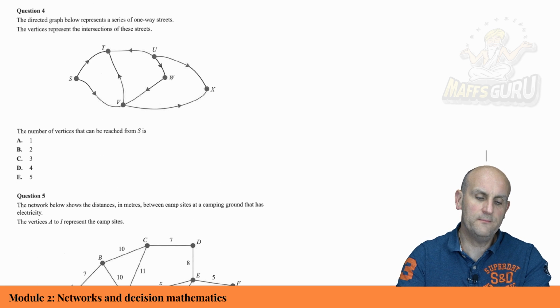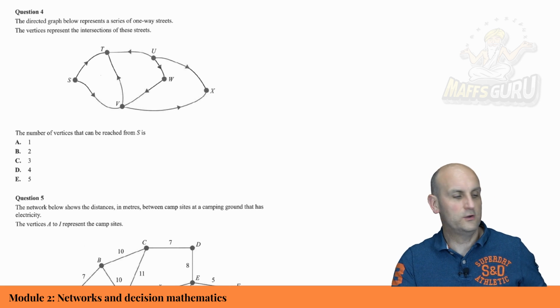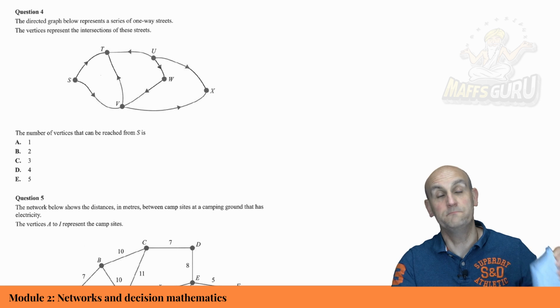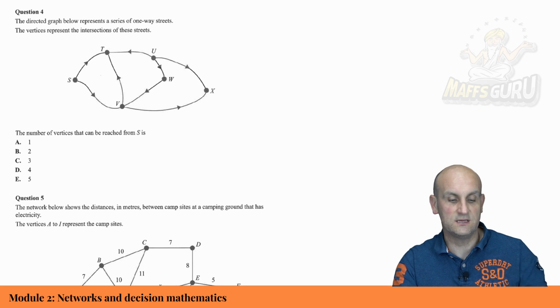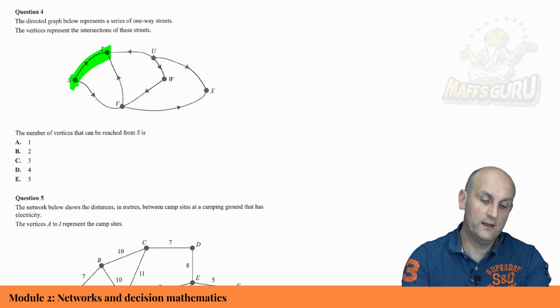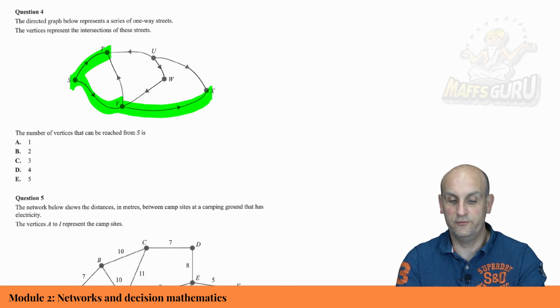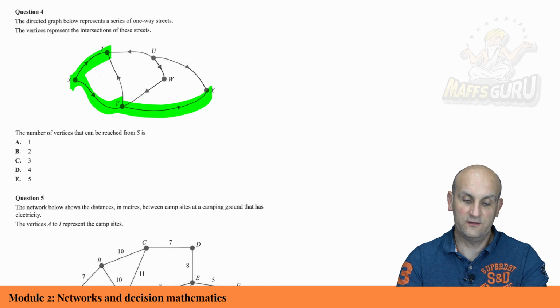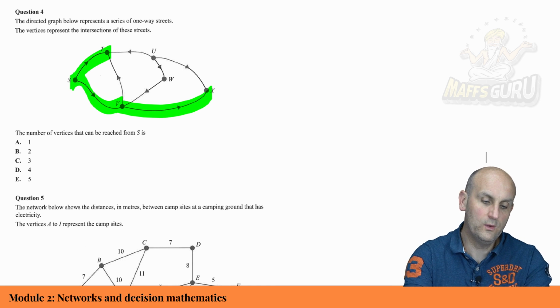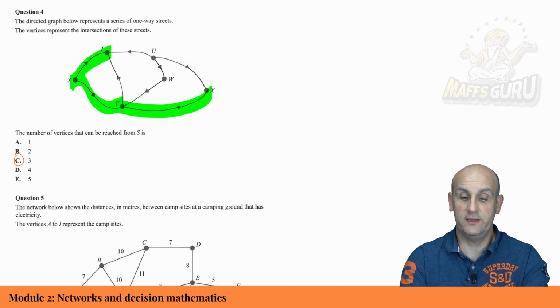Question number 4, again, I'm not massively a fan of this question. Again, the theory I couldn't necessarily pin down on this one, but I'll go with the consensus. The directed graph below represents a series of one-way streets. The number of vertices that can be reached from S: well, there's S. I know I can get to T, and I know I can get to V, but apparently I can also get to X by passing through V. You can't get to any other vertices. So the consensus of that question is in fact C, which is 3.